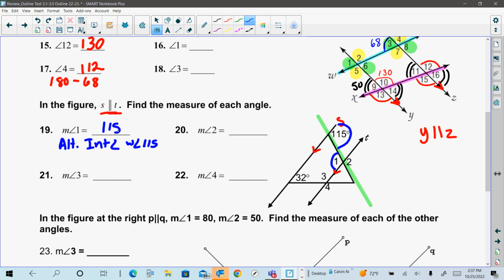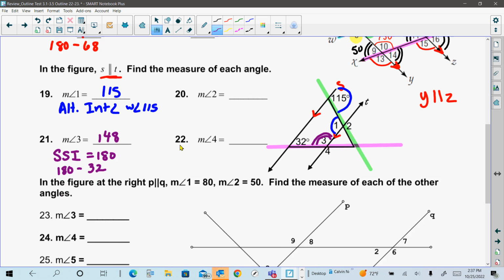Now for angle 3, which is over here, I have a different line, a different transversal. I can extend the line so I can see it if you need to. So my angle 3 here goes with the given 32, and it becomes a same side interior angle, which means it equals 180. So to find angle 3, I have to do 180 minus that 32, and I get 148.